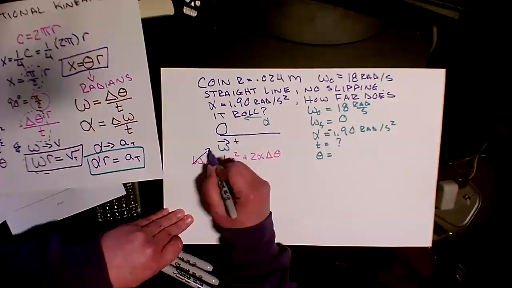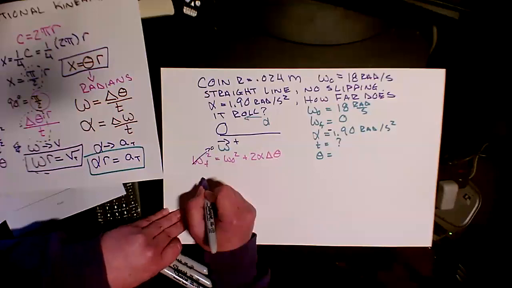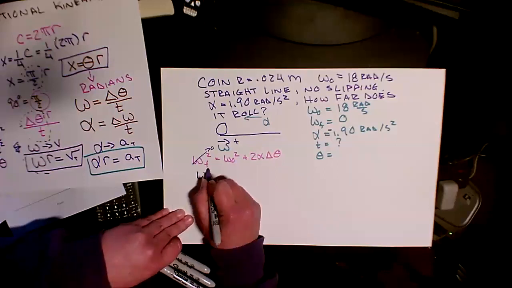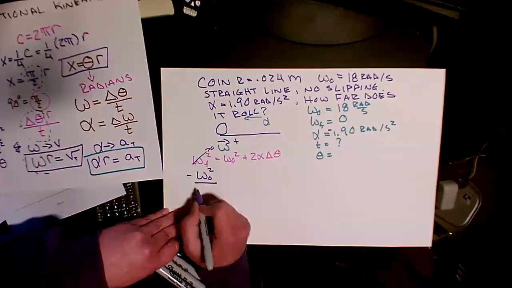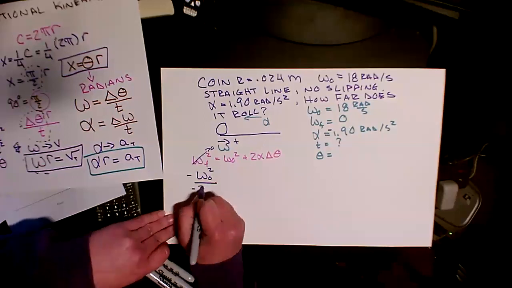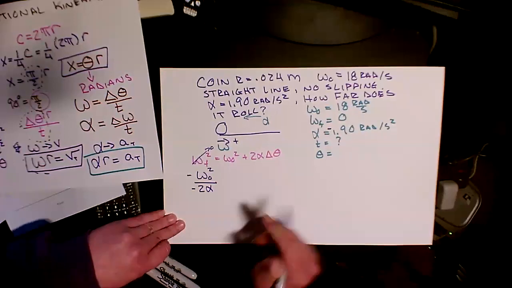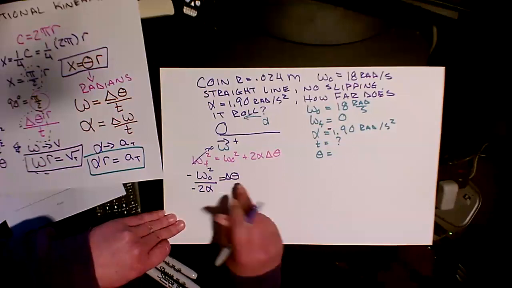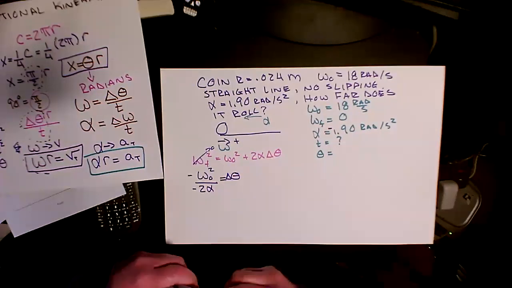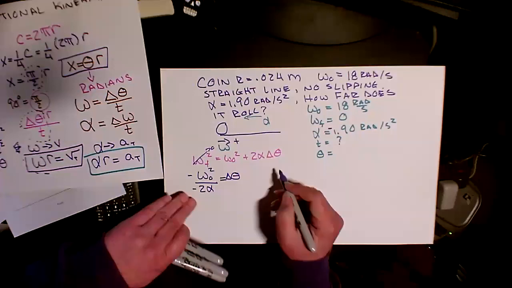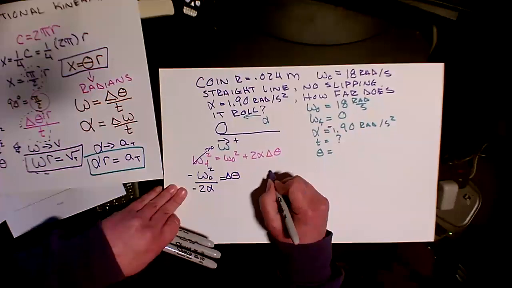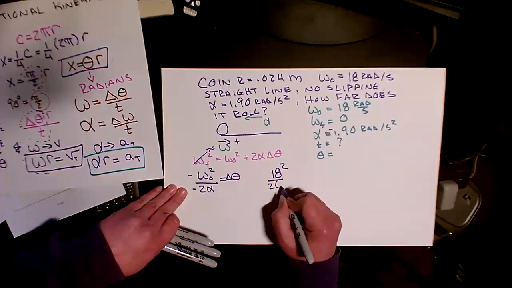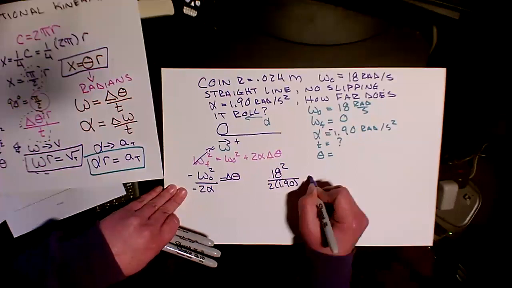I know that I'm coming to a rest here. So I'll have omega naught squared, moving this to the other side, divided by 2 alpha, so there's a negative sign, divided by negative 2 alpha because my alpha here is negative. So my negatives will cancel out, and that will give me a change in theta, or just the total amount of radians that I went through. So let's go ahead and write that in then. I have 18 squared divided by 2 times 1.9. And that gives me what?